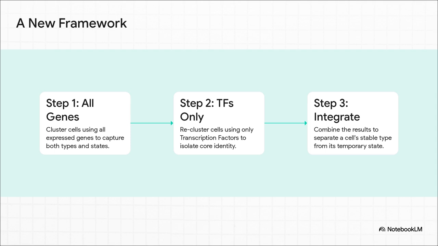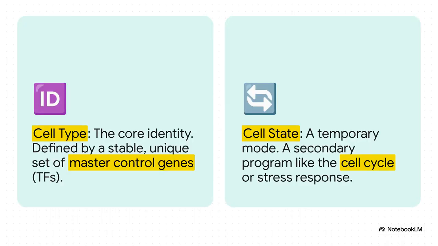But then, and this is the genius part, you do it all over again, but this time you only look at those master switch transcription factors. And by comparing those two maps, you can finally separate the signal from the noise. And this whole process gives us two really clear, really powerful definitions.